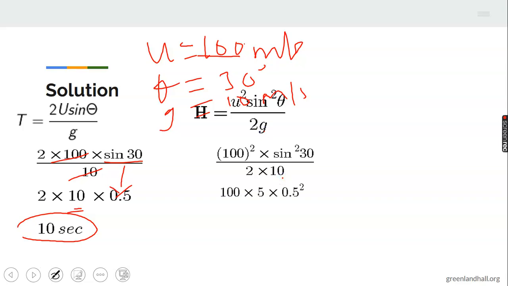Now, when you square 100, it will give us 10,000, divided by 20. This is what you have. Our answer is 125 meters. By the time you square 0.5, it will give us 0.25, times 5 times 100.